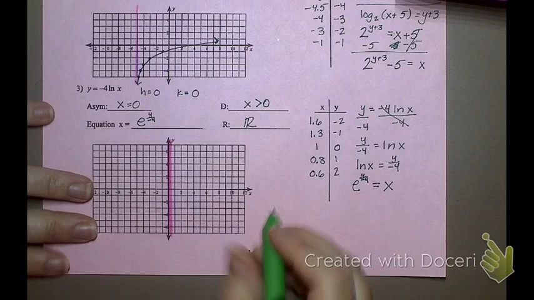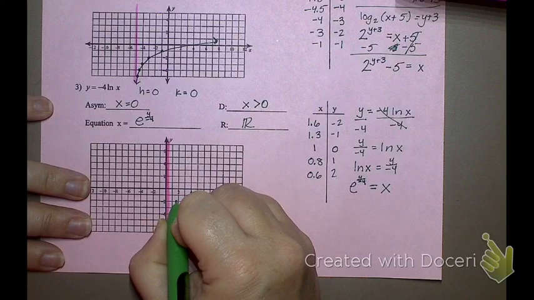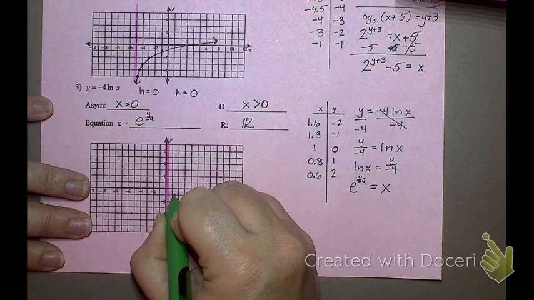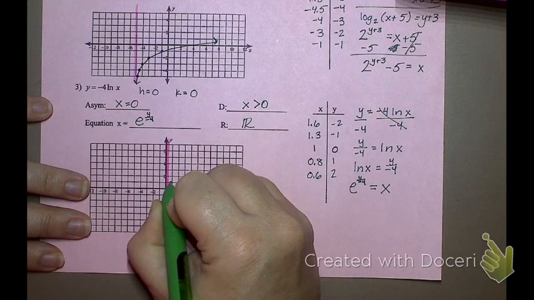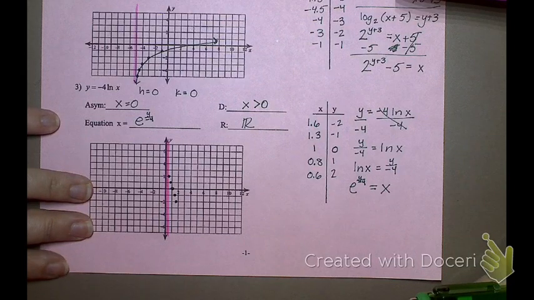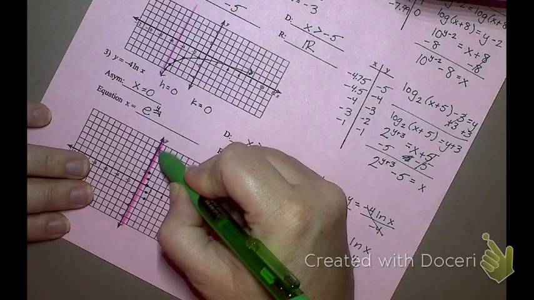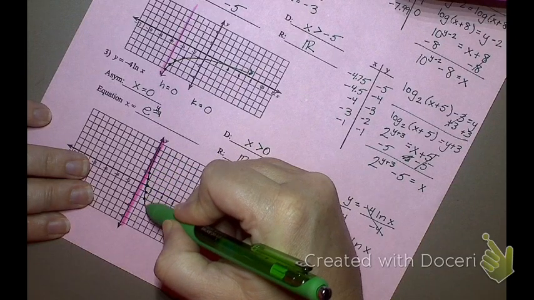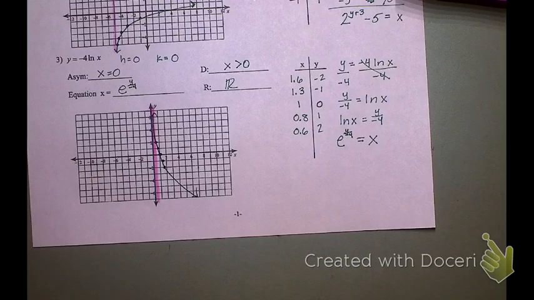Okay, and then let's see, 1.6, negative 2, 1.3, negative 1, 1, 0, 0.81, and 0.62. Now this one, it's a little bit hard to see because the curve is very gradual. But you should be able to see that this is the side that's close to your asymptote, and this is the side where it's gradually coming out. Okay, that should be clear. Any questions about that one?